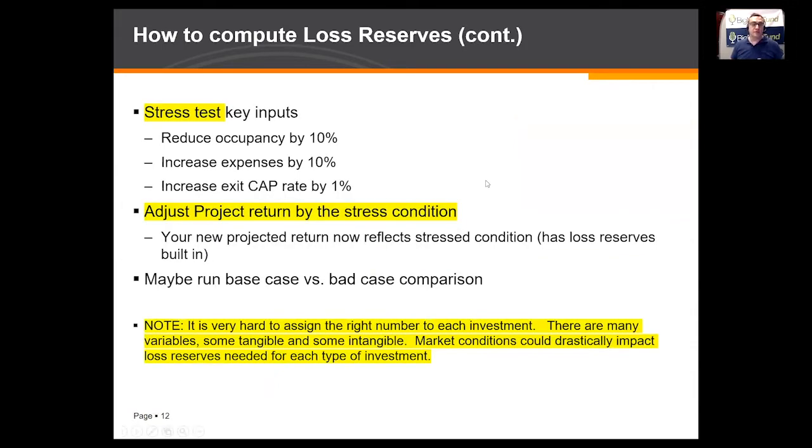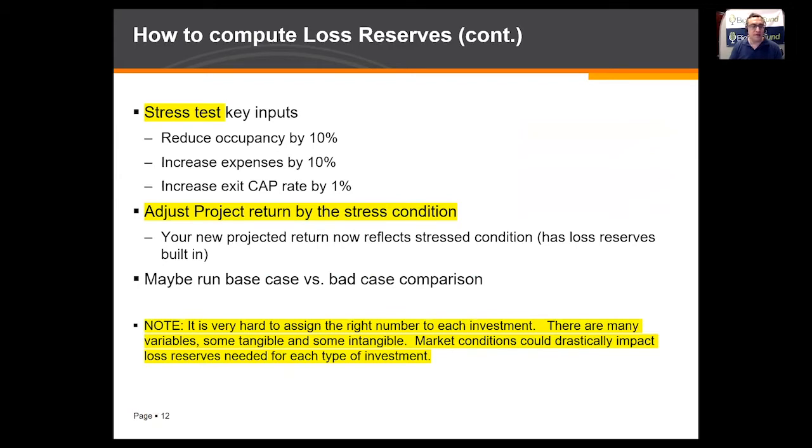How do you compute loss reserves? One of the very basic methodologies that I like to use, and it is commonly used, is essentially applying stress tests to key inputs in calculations of these commercial projects. So these projects have certain methodologies on computation of pro forma occupancy, pro forma income, pro forma expenses. So do some manipulations with the data.